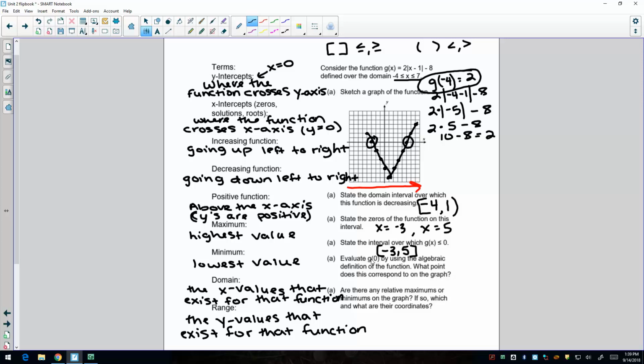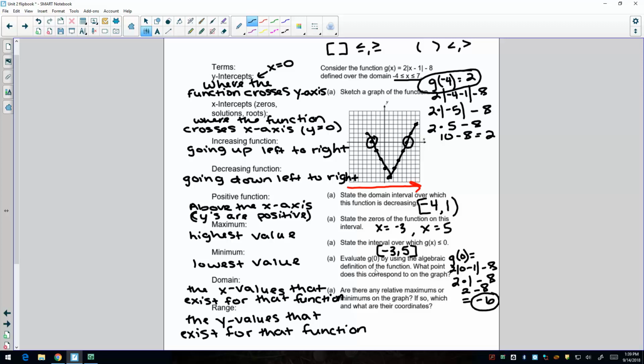All right, the next question says evaluate g of 0 by using the algebraic definition of the function. What that means is plug in 0 into the function. So they want to see that work. So we're evaluating g of 0. So that is 2 times the absolute value of 0 minus 1, minus 8. So 0 minus 1 is -1. The absolute value of -1 is 1. 2 times 1 is 2. Minus 8 is -6.